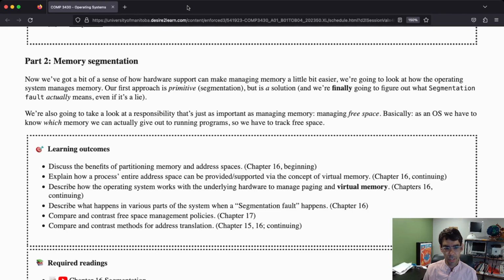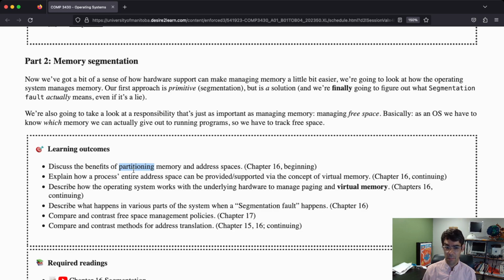And with segmentation, one of the first things that we've got here for a learning outcome is discuss the benefits of partitioning memory and address spaces. So partitioning is a keyword that I didn't really use in class. I was using the significantly less formal terminology of break memory into fixed size chunks, but that's what partitioning means. So the idea of partitioning memory is just taking physical memory and breaking it into fixed size chunks, partitioning it into fixed size chunks. Partitioning address spaces is the same idea.